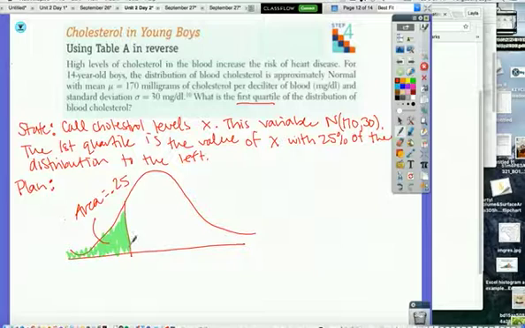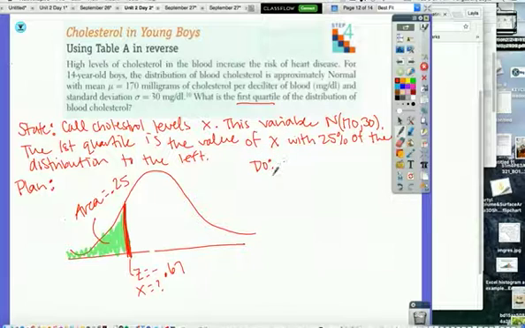So approximately this would be our z, and z would be at negative 0.67. That doesn't tell us what x is, though. So we would still need to figure that out.